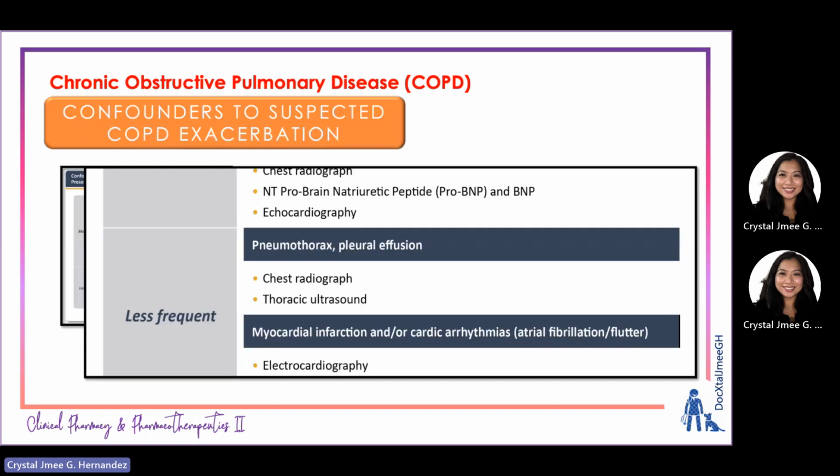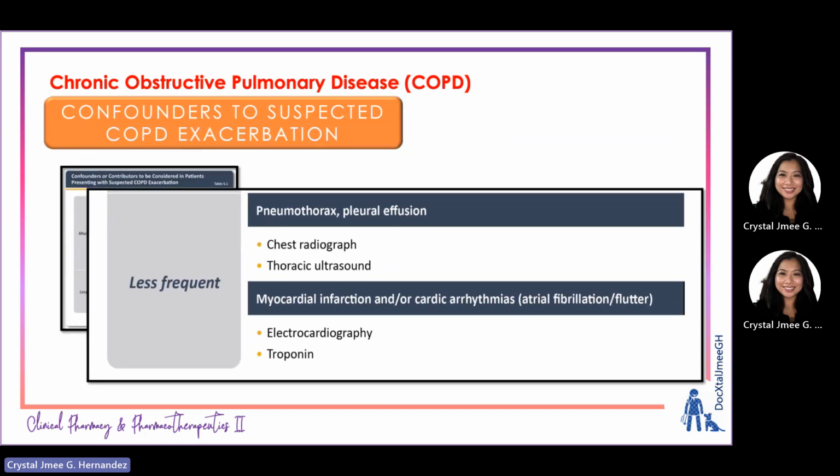For the less frequent confounders, we have pneumothorax and pleural effusion. So ultrasound of the thorax and chest radiography can help us assess for these confounders. And myocardial infarction and/or cardiac arrhythmias, such as atrial fibrillation and flutter.